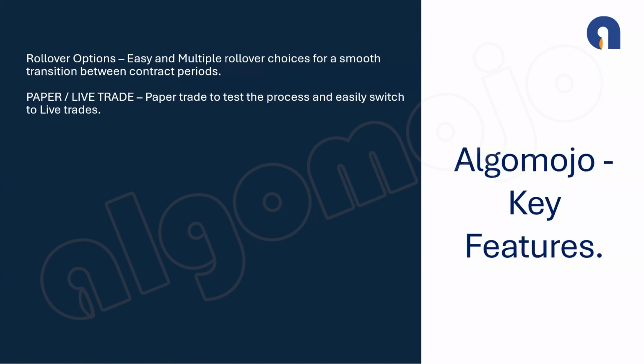For all users, paper trade and live trade are made available. Paper trade is limited to 3 strategies. So you can test 3 strategies at a time. Once you're comfortable and you know that the orders are getting placed as per your requirement, then you can shift over to live trade.